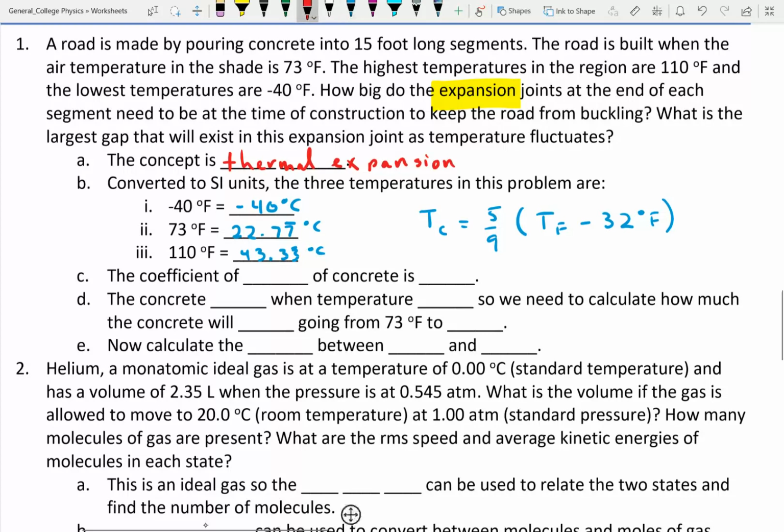It's expansion, so coefficient of thermal expansion, and there's no way I can fit that in here, so I'm going to put THEXP for thermal expansion of concrete. I looked that up, and it averages 10 times 10 to the minus 6 per degree Celsius. Now it averages, it could be between 7 to 12, so we're just going with the average here. So the concrete will, what? Concrete expands when temperature increases.